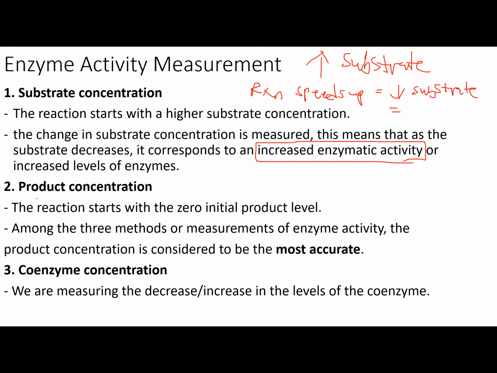Now let's go to product concentration. So in product concentration, class, the reaction would start with zero initial product. So walang product na napoproduce, class. Now among the three methods of measurement of enzyme activity, the product concentration is considered to be the most accurate. Which is true naman, class, diba? As the reaction starts, walang product, walang kahit anong contaminants, but as the reaction continues, there would be a gradual increase of the product. So it's very accurate. There would be fewer interferences.